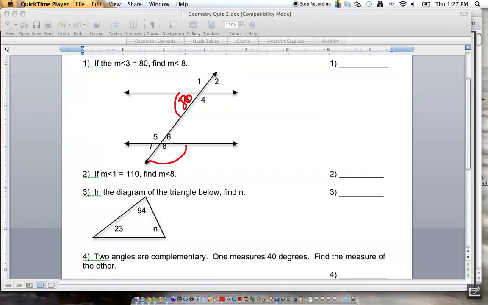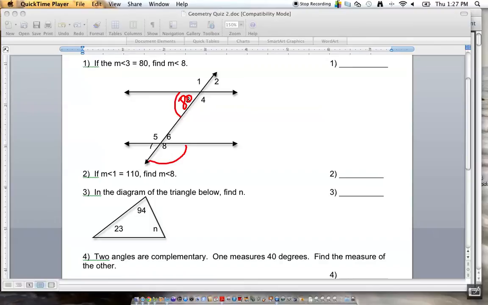Now, when one of them is acute and one of them is obtuse, what do you know about those 2 angles? When they're both acute, they're congruent. When they're both obtuse, they're congruent. When one is acute and one is obtuse, they are not congruent. They're supplementary. They add up to 180.